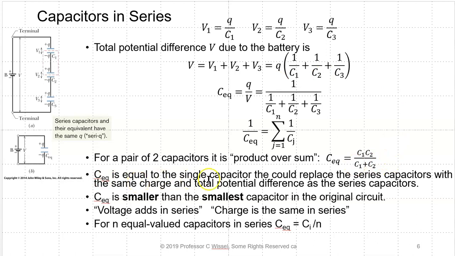C equivalent is equal to the single capacitor that could replace the series capacitors with the same charge and the same total potential difference as the series capacitors. C equivalent is smaller than the smallest capacitor in the original circuit, so this is a good way to check it. Voltage adds in series, charge is the same in series. For n equal value capacitors in series, C equivalent is Ci over n.